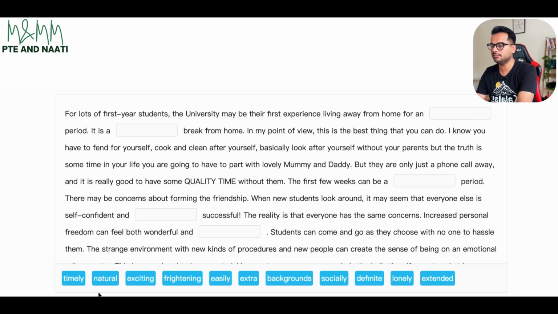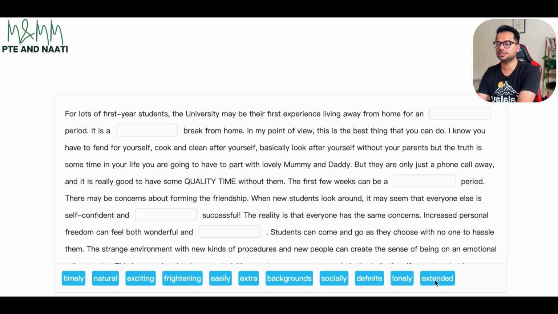So that means timely, natural, frightening, background, socially, definite, lonely, all these are absolutely incorrect answers and can never be the right ones. So my answers could be from exciting, easily, extra, and extended. Only these ones. So for lots of first year students, the university may be their first experience living away from home for an dash period.